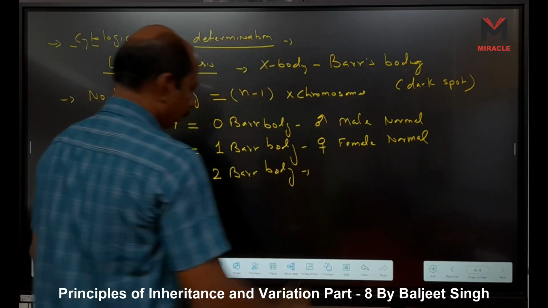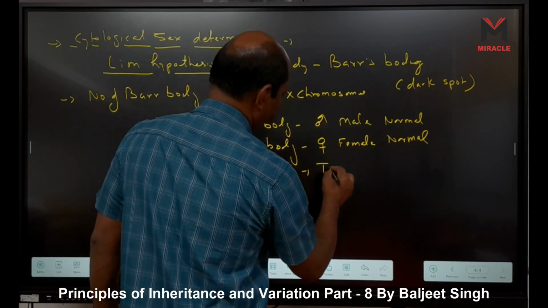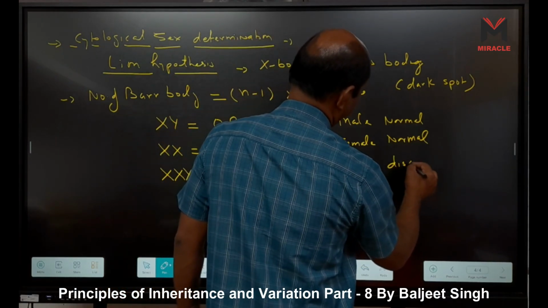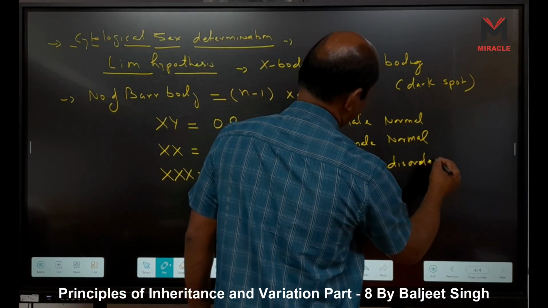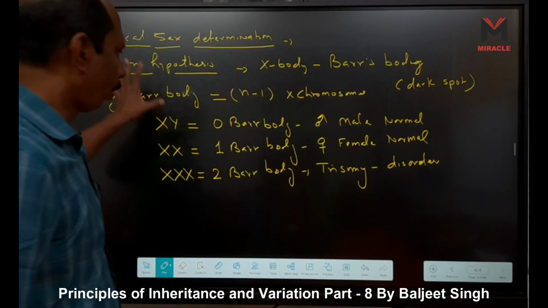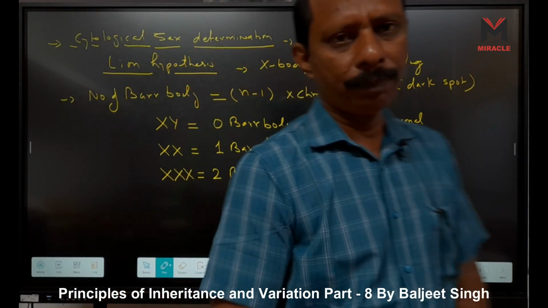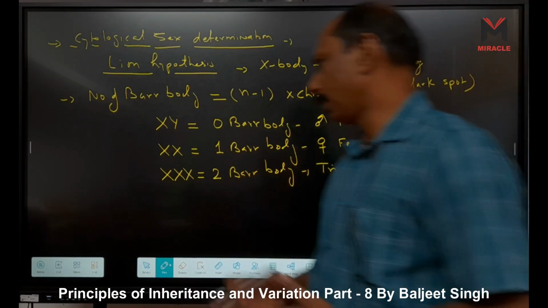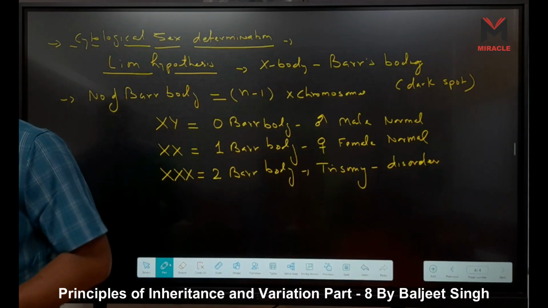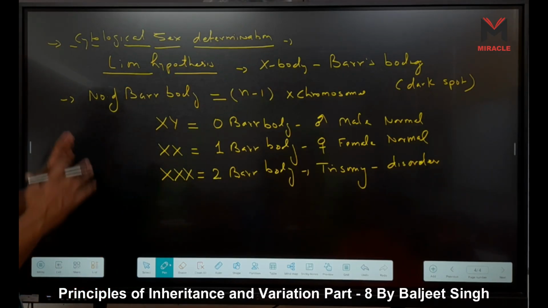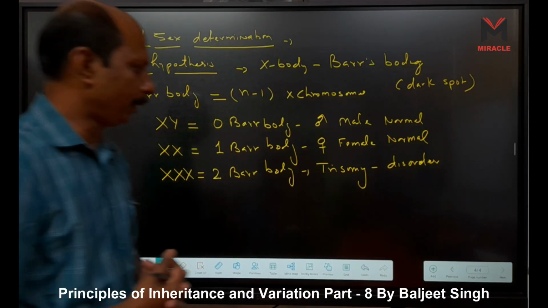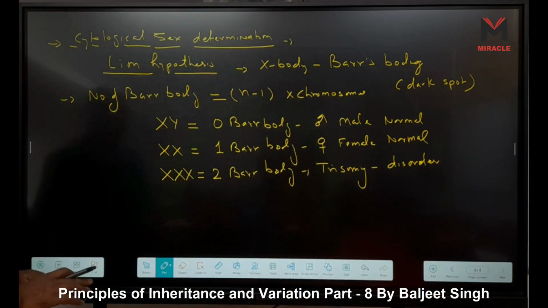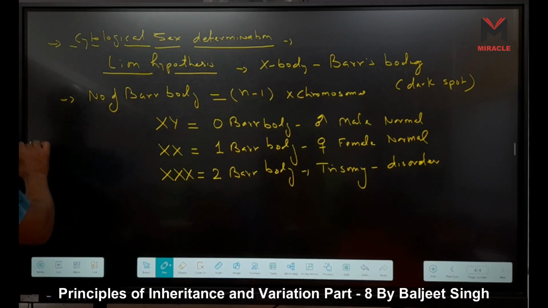Here we can say this is trisomy, and this is the disorder. So through the number of bar bodies, we can understand whether it is male or female, or whether it has some genetic disorder also. We can understand through this, right? So this is called cytological sex determination. Okay, I think you understand.